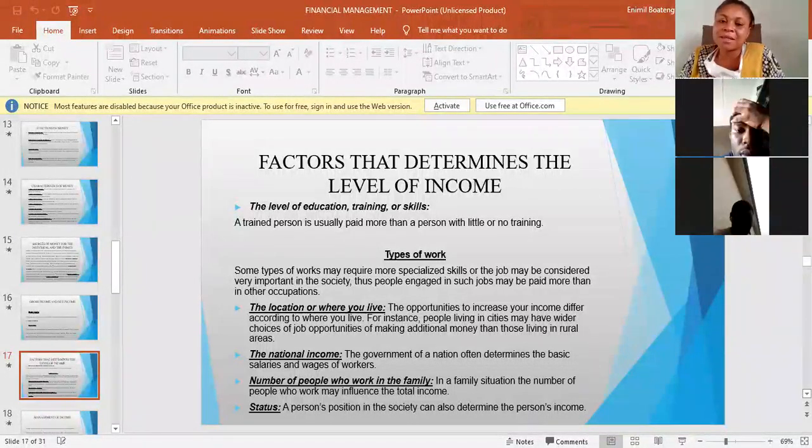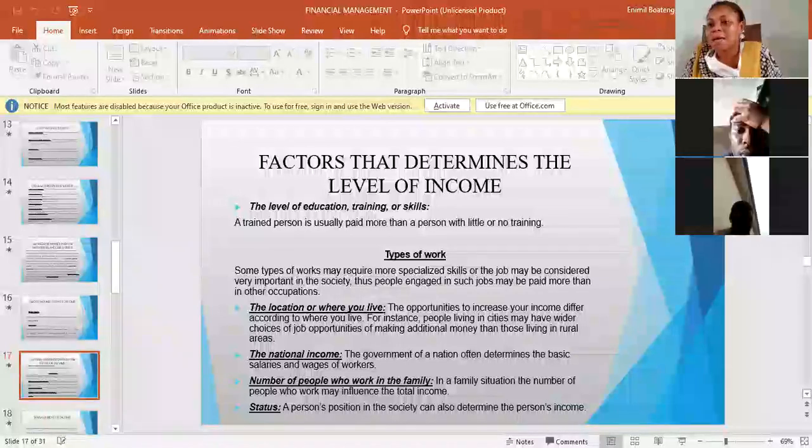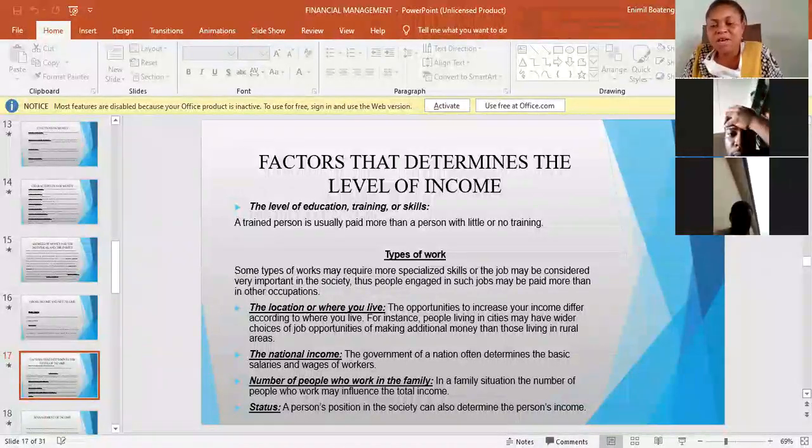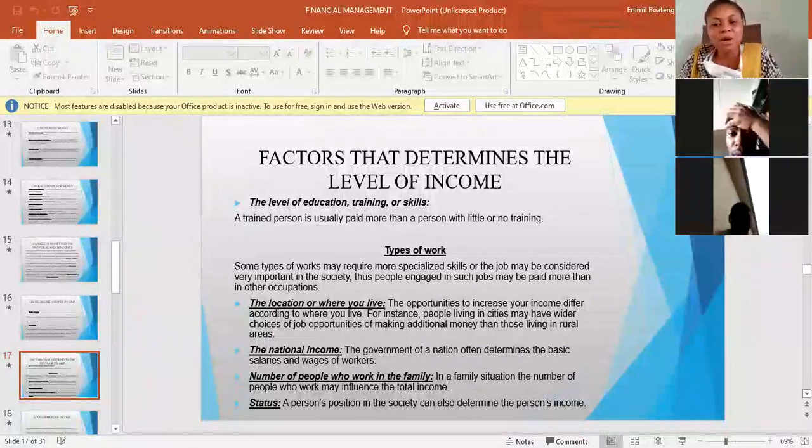Now, a trained person is usually paid more than a person with little or no skills. I think this one is quite clear. Somebody who has received training on a particular job will definitely receive more than somebody without any training in the same setting.